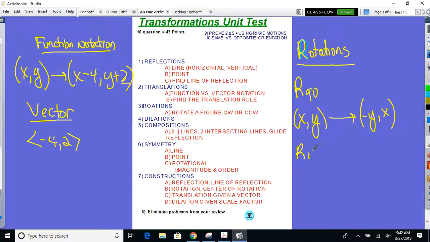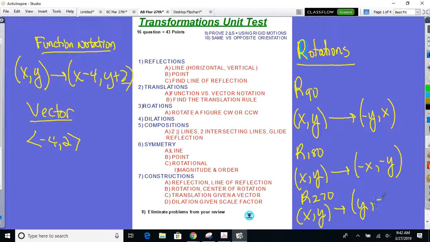Rotation of 180: x, y becomes negative x, negative y. I just changed the signs. And then finally 270: x, y becomes y, negative x. If you want to remember the rotation rules, there they are. What if I rotate in a negative 90 direction? Same as 270. If I rotate negative 270, same as the 90. Okay.